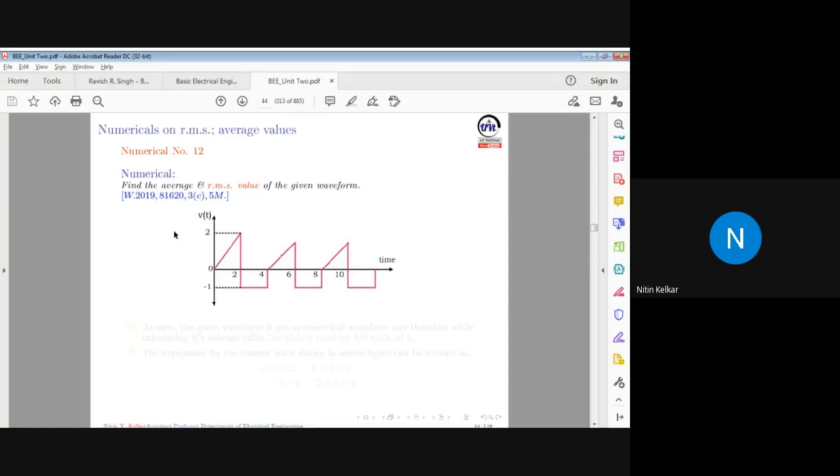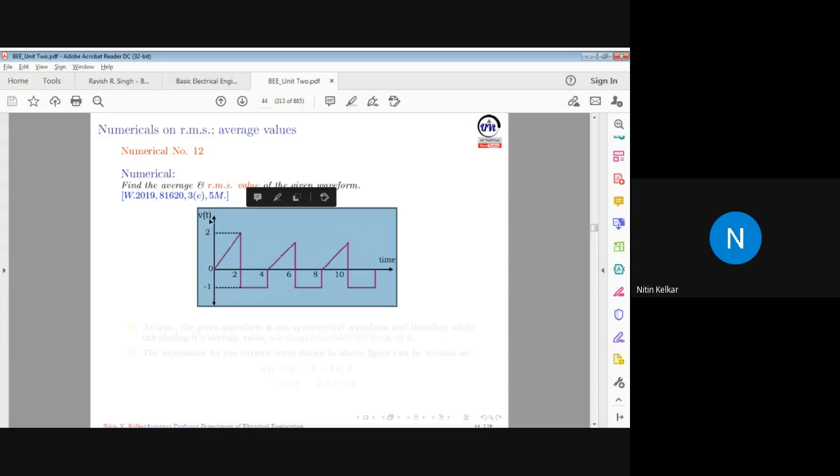This is also from one of your previous semester papers. Again, tell me, is it a symmetrical waveform or an unsymmetrical waveform? Unsymmetrical. Unsymmetrical waveform, okay. So what is the time required to complete one cycle by the given waveform? 0 to 4. 0 to 4 seconds.